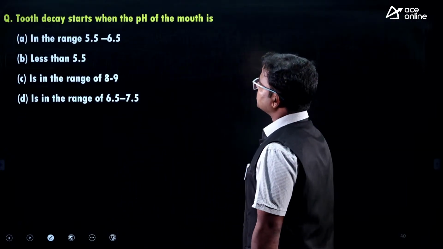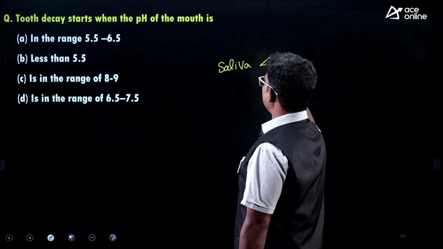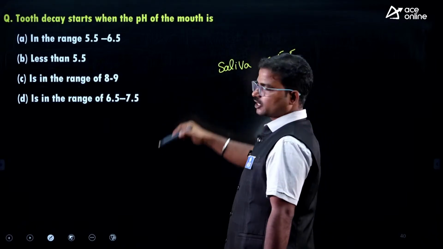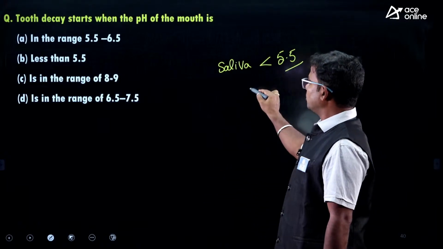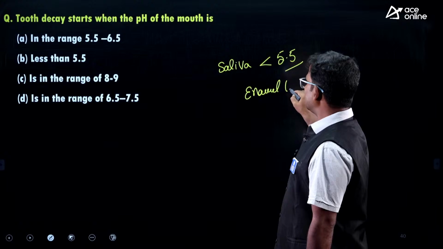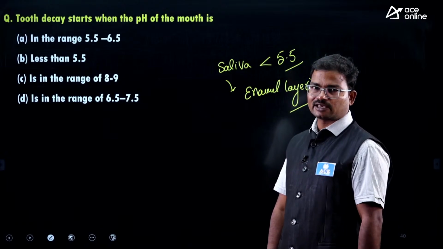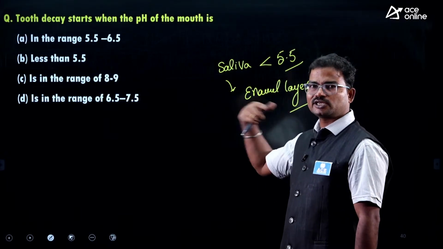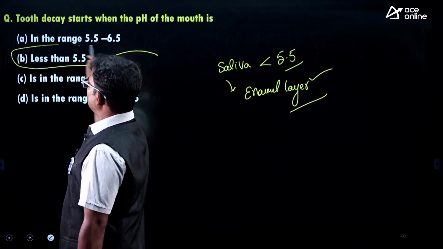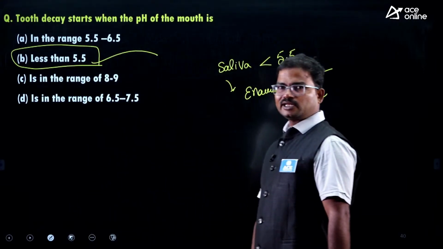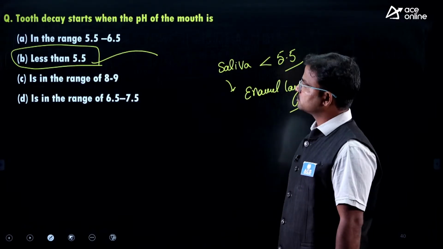Next, tooth decay starts when the pH of the mouth is less than 5.5. Of course, in our body we have one of the strongest materials, the enamel layer. In the presence of highly acidic saliva, even this enamel layer can get corroded. So that's why the correct answer here is less than 5.5. If the enamel layer gets corroded, then mostly we get tooth decay or dental cavities.